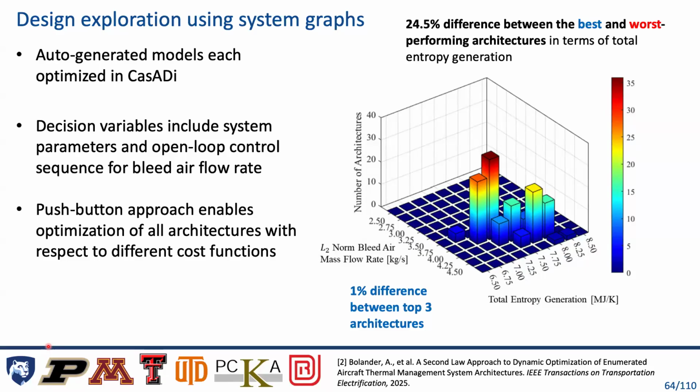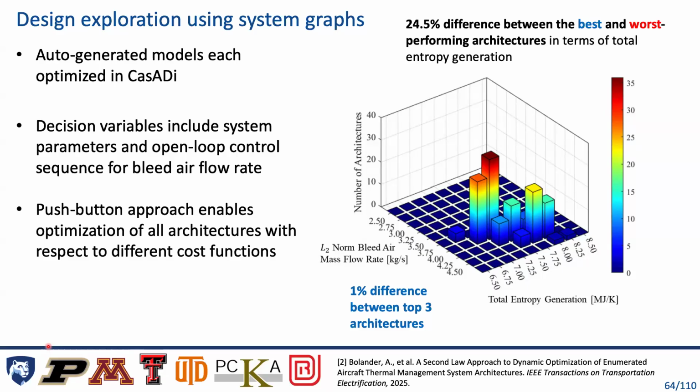The kinds of things that this enabled were essentially a push button approach to optimizing all of these architectures and exploring them. And because of that, we could also just redo that whole process subject to a different objective function. This figure here is showing a histogram of about those 170 architectures. In this case, we optimized them with respect to total entropy generation. So we were looking at second law, thermodynamic efficiency metrics, but also assessing how they performed across baseline metrics like bleed air mass flow rate.